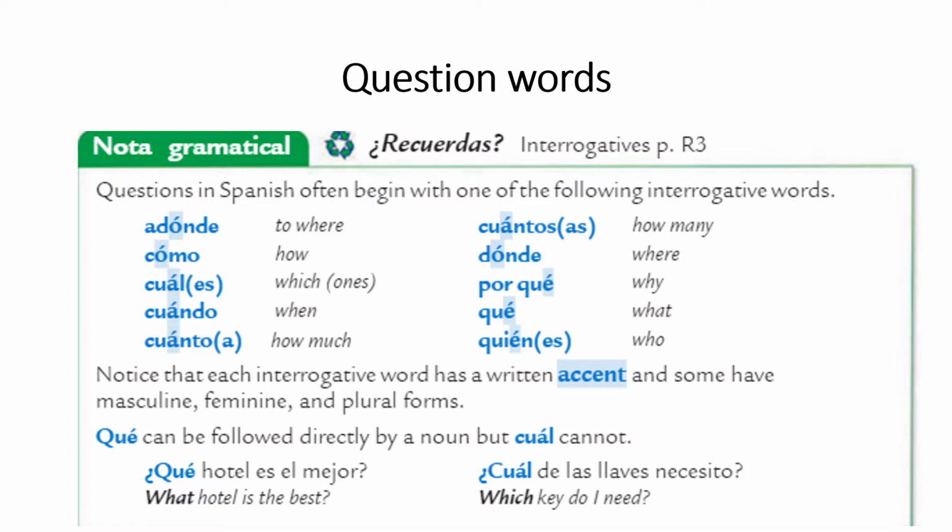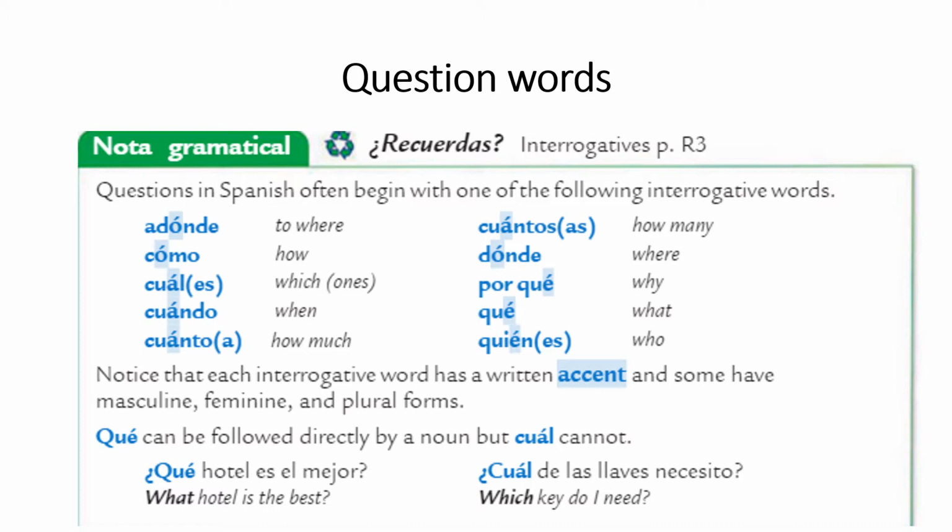¿A dónde? To where. ¿Cómo? How. ¿Cuál or cuáles? Which or which ones? I believe this is a new one for us. ¿Cuándo? When. ¿Cuánto o cuánta? How much. ¿Cuántos? ¿Cuántas? How many. ¿Dónde? Where. ¿Por qué? Why. ¿Qué? What. ¿Quién o quiénes? Who. Remember that every single interrogative word carries an accent mark.